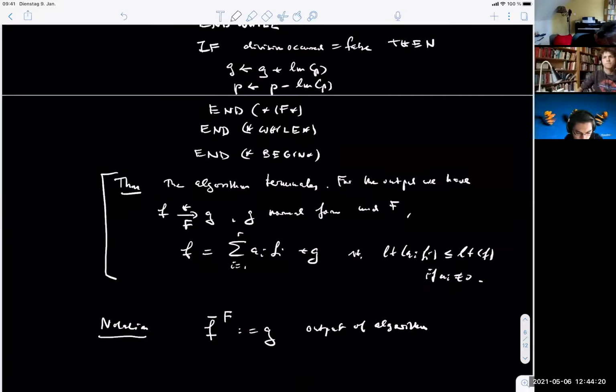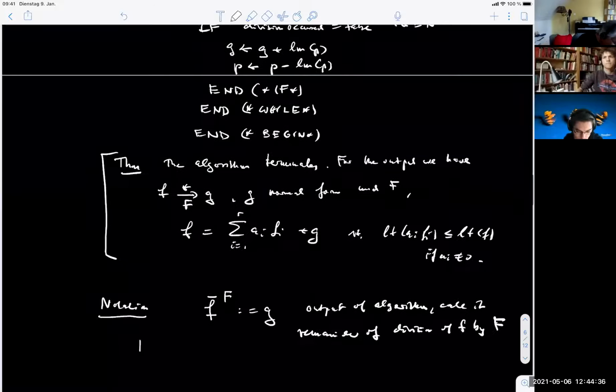Call it the remainder of division of f by this F. And this is important. Maybe I should write it as a sequence. So this is ordered. Otherwise, it would not be defined. But once it's ordered, it's defined. Right.